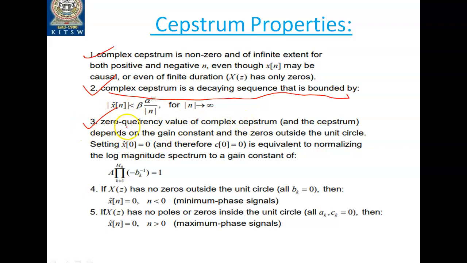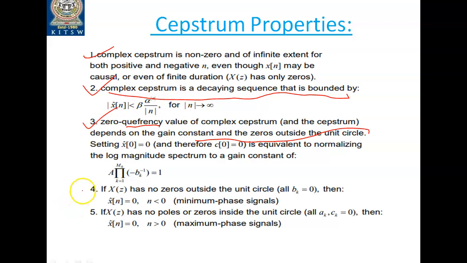And third one, the zero quefrency value of the complex cepstrum. See here, we are not calling this a frequency. This is a quefrency, because in the cepstral domain we are calling that a quefrency. In the spectrum domain we are calling that a frequency. The zero quefrency value of the complex cepstrum depends on the gain constant and the zeros outside the unit circle. So this is the way we are going to be calculating the gain magnitude.